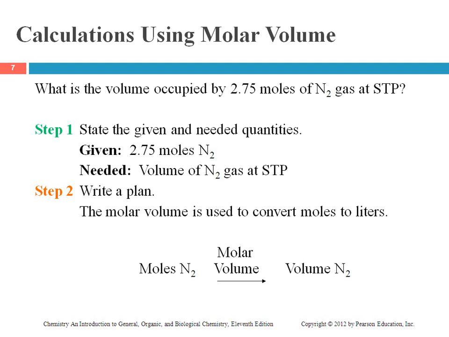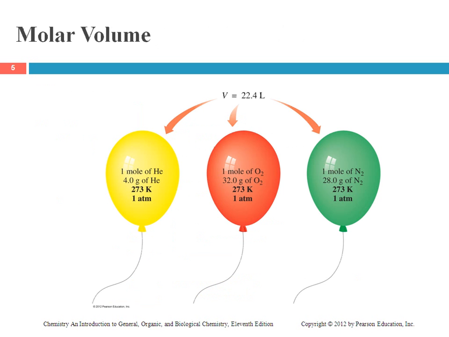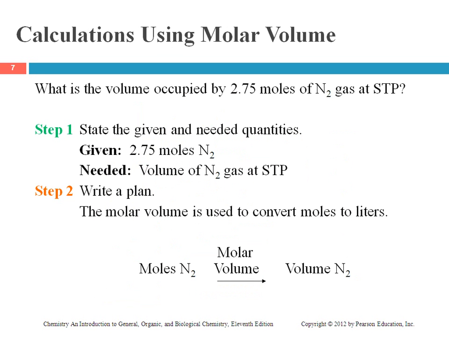Since it's at STP, we know that we're at 1 atm, 273 K, and that the volume for 1 mole is equal to 22.4. So if we look back over here, it's equal to 22.4 liters. It's our standard molar volume. Okay, so we have a plan.